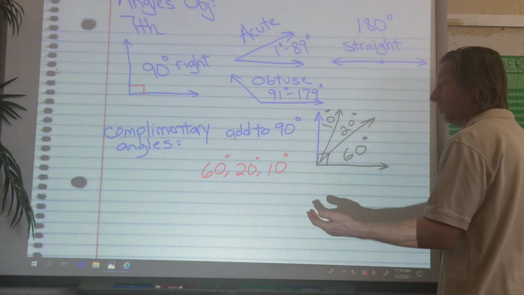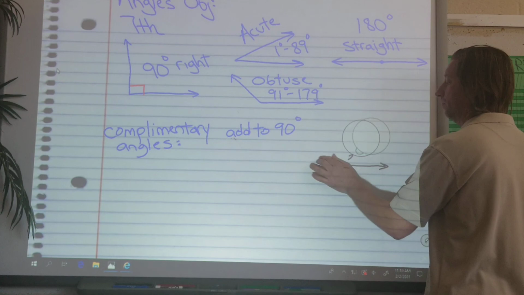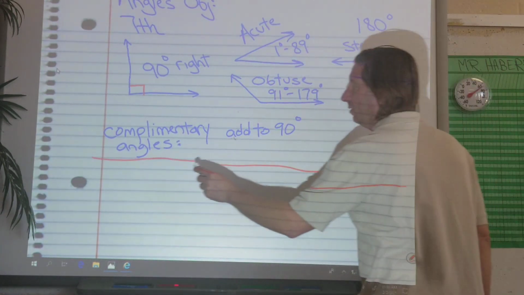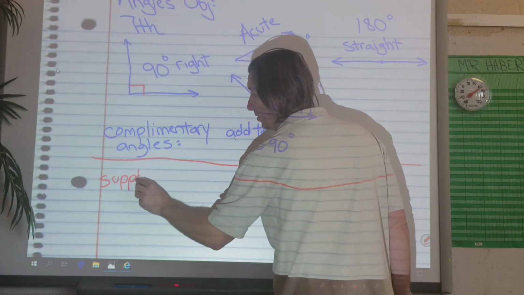All right, the other ones we're going to learn about today are very similar to this. These are called supplementary angles. And these two words you have to actually memorize.